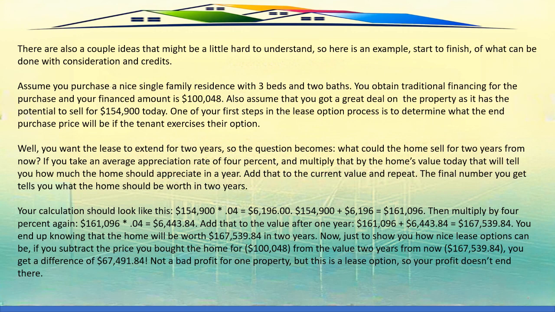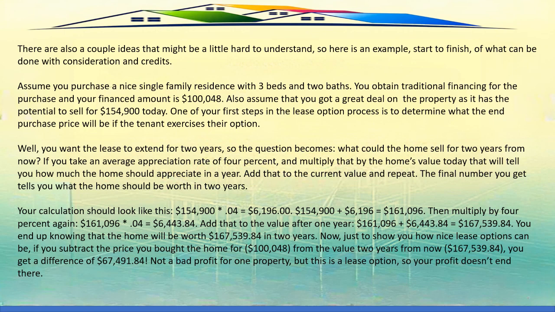$154,900 times 0.04 equals $6,196. $154,900 plus $6,196 equals $161,096. Then multiply by 4% again. $161,096 times 0.04 equals $6,443.84. Add that to the value after 1 year.